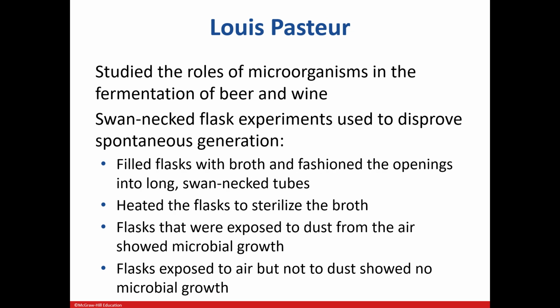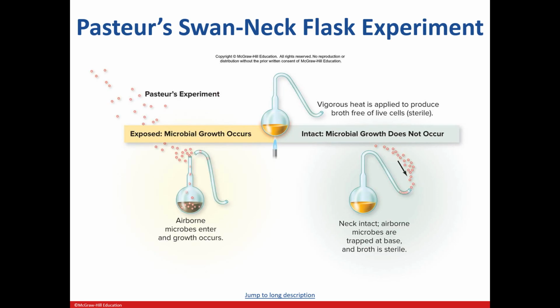Louis Pasteur was important in disproving spontaneous generation. On the next slide, we will discuss his swan neck experiments. Pasteur started off with 2 flasks, and he used heat to sterilize the broths. It killed any organisms that may have been present. He then broke the neck of one of the flasks, which exposed it to the air.